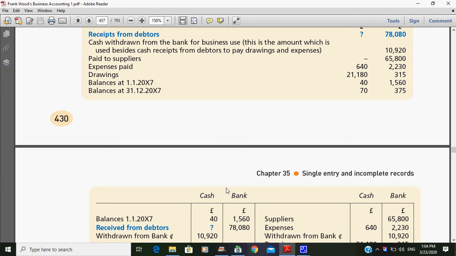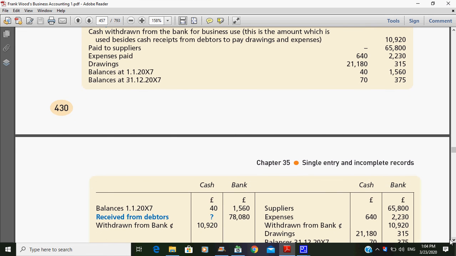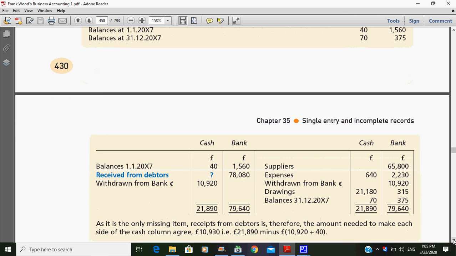Then you have paid the suppliers now, which is 6,800 for bank. We assume this is cheque, actually. Expenses now: cash 640, bank 2,230. They have drawings of 21,180 for cash and 215 for bank. And then put in the balances as well. You put in the balances first, 70 and 375. Good.